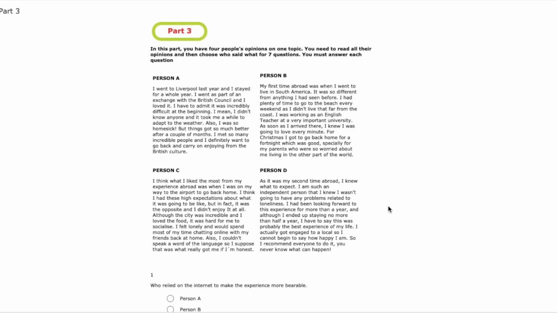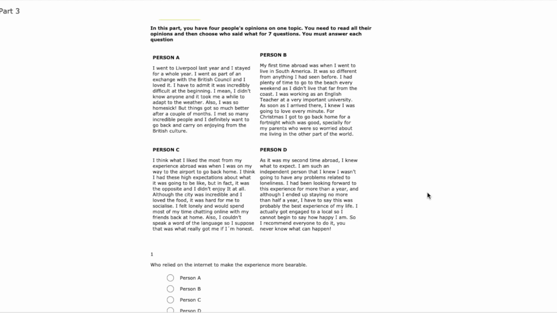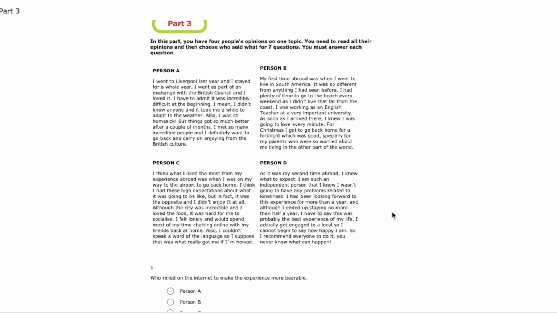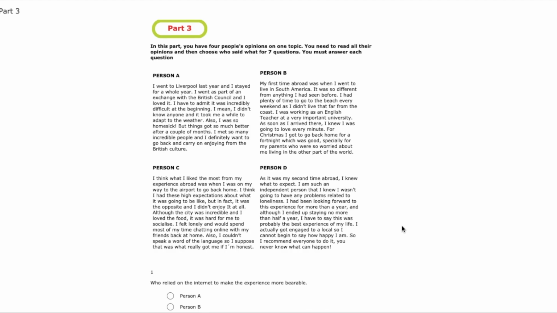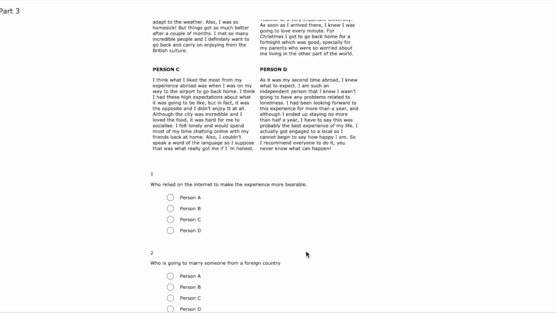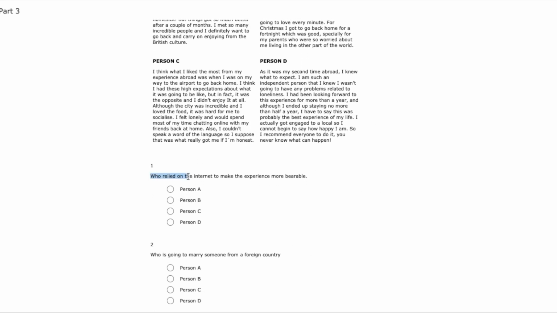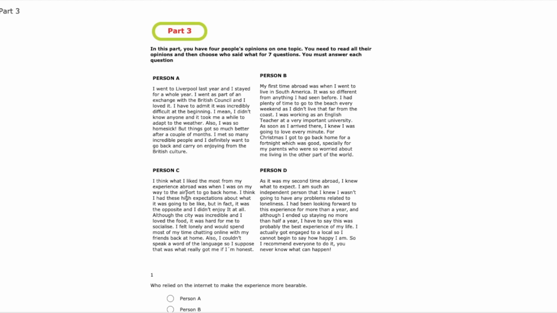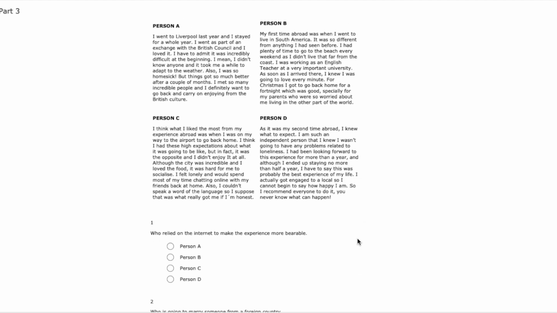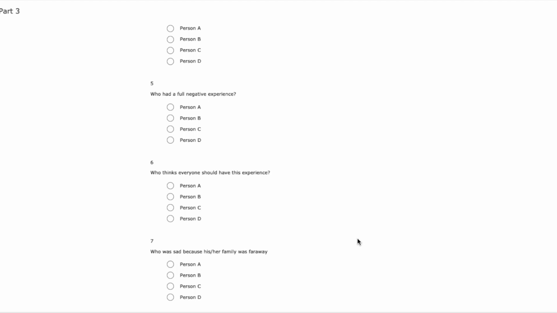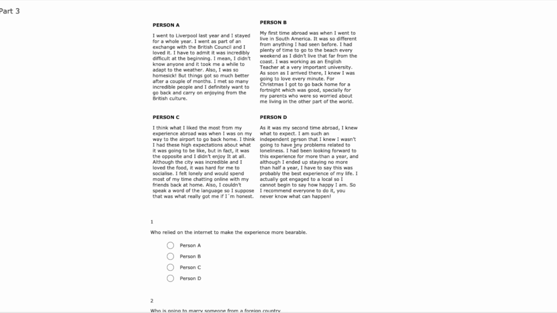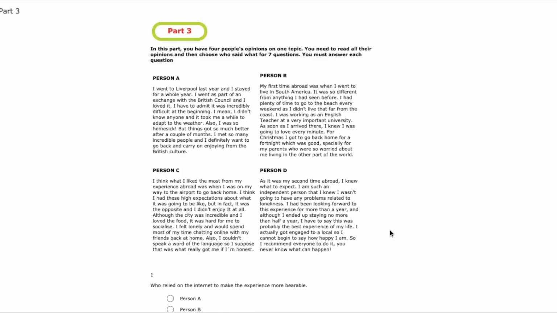Then in part 3, you have 4 people's opinions, okay? You have to match the people opinion to each of the statements, okay? So you have who said this, who expressed this opinion, person A, B, C, or D. And you have 7 statements, 7 opinions, and you're supposed to match them with these 4 people.